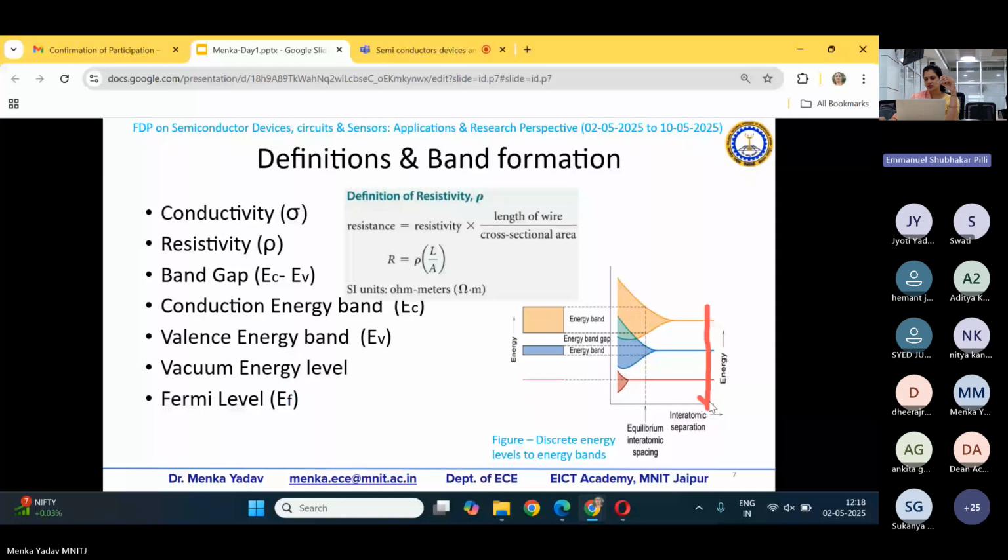Now look at the x-axis, the interatomic separation is going to decrease in this way. If you are moving to the left-hand side, the interatomic distance between the atoms is decreasing. If this interatomic distance is decreasing, what is going to happen? The outermost electrons will come closer. If you talk about semiconductors, they will try to form covalent bonds.